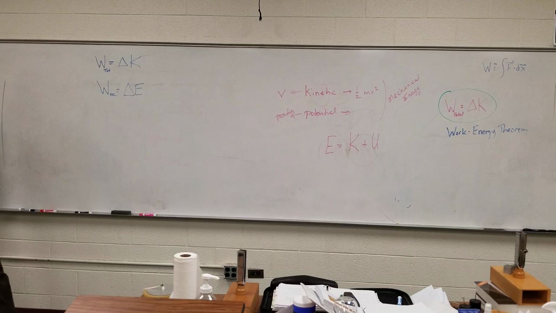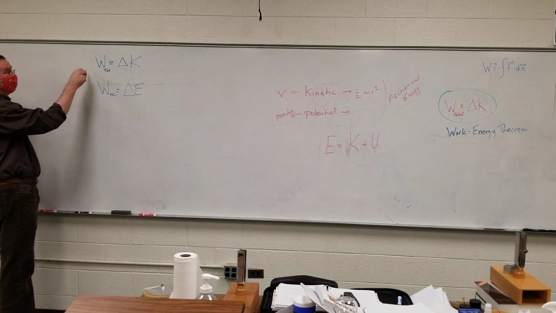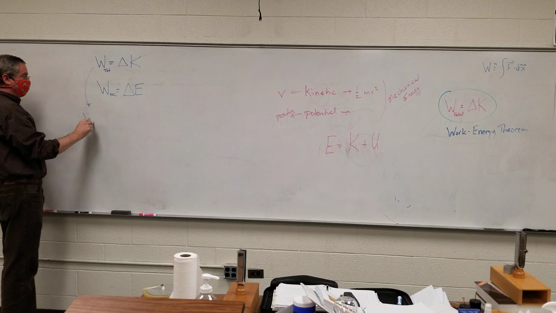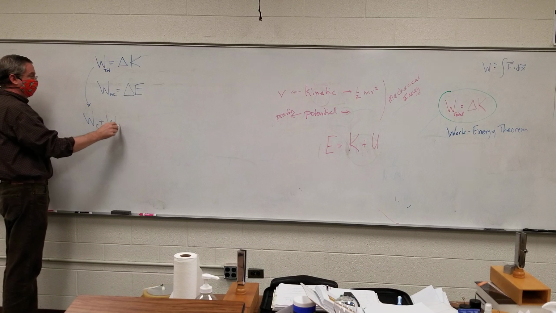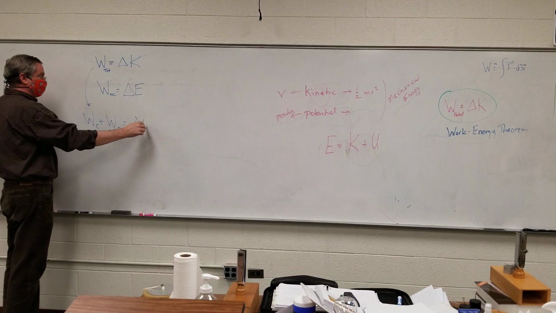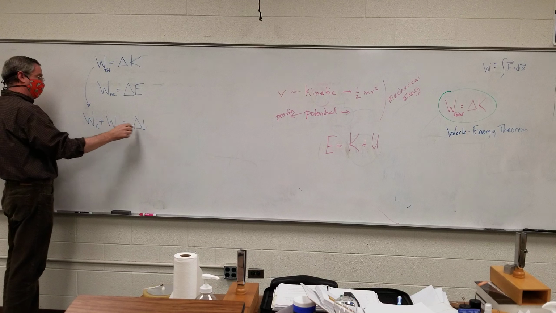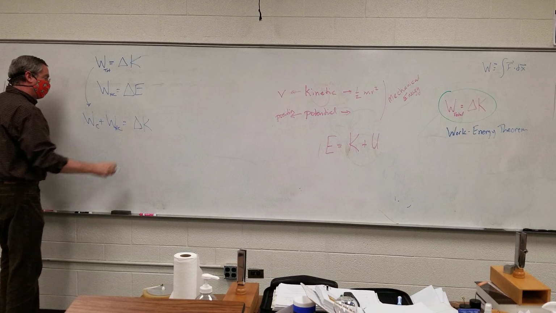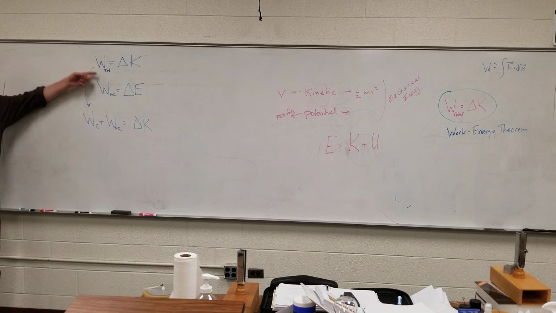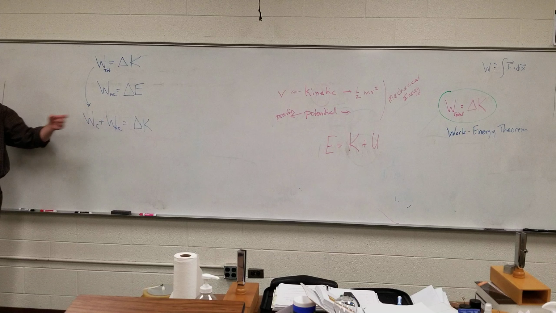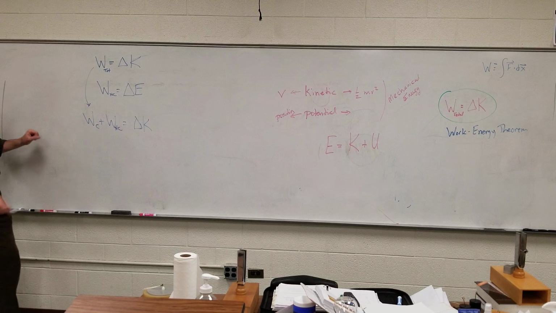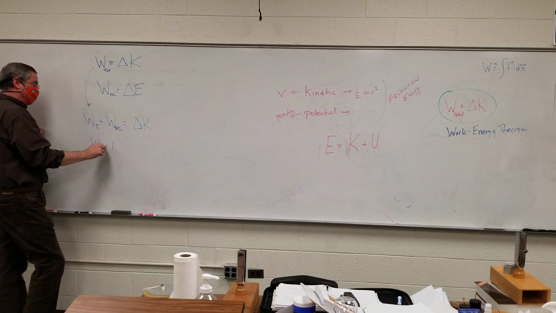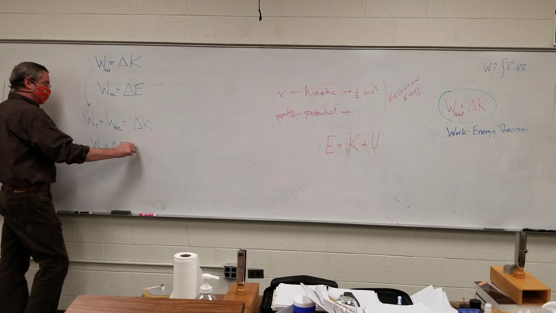Now I'm going to combine the two for the third version of this. So work total, well, there's only two types, conservative and non-conservative. That's equal to the change in, oops, there should be NC there. That's equal to the change in kinetic. Work total is all the conservative work plus the non-conservative work. Non-conservative work is change in energy. So this should be plus delta E is equal to delta K.